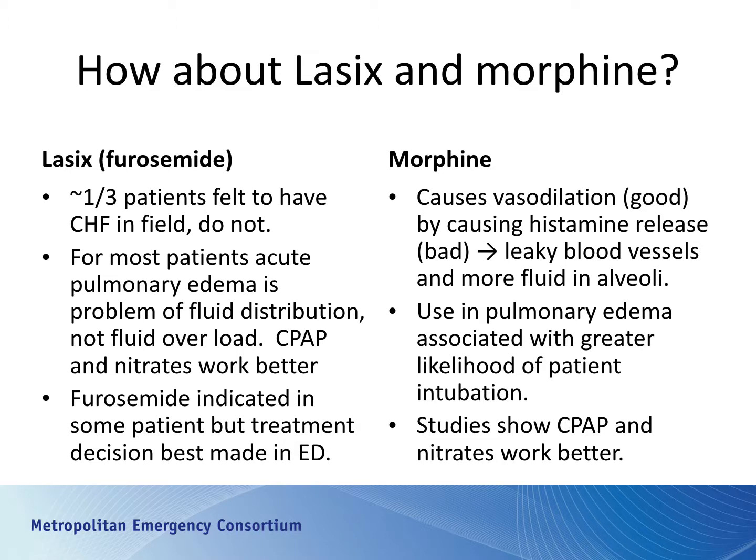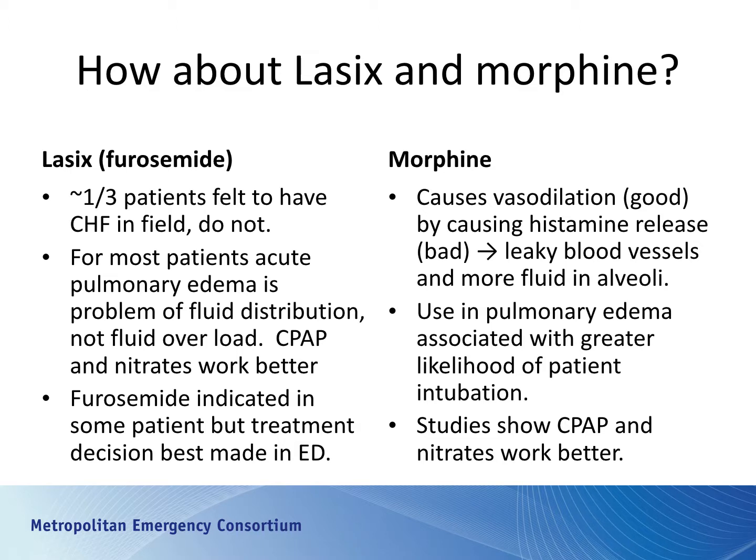Morphine causes vasodilatation, but it does so by releasing histamine. Histamine is the chemical that causes hives and skin rash and swelling of the face and lips and tongue as part of an allergic reaction. Histamine causes the same response, and vasodilatation causes fluid to leak out of vessels, and it has the potential to increase the amount of pulmonary edema a patient has if you give it to the patient. So there's more fluid in the lung alveoli due to that histamine release by morphine.